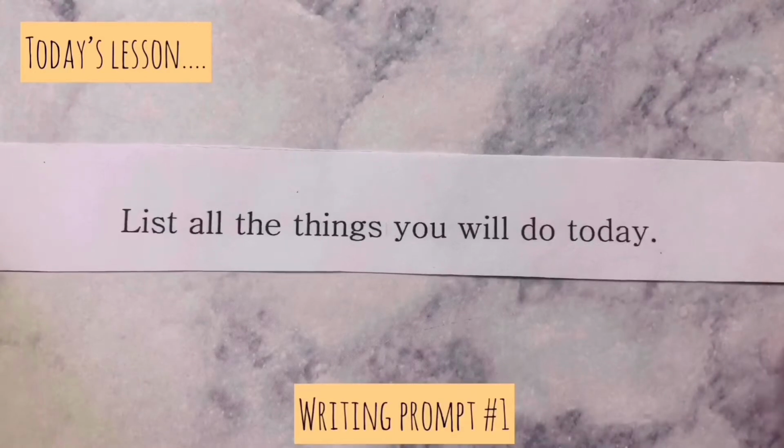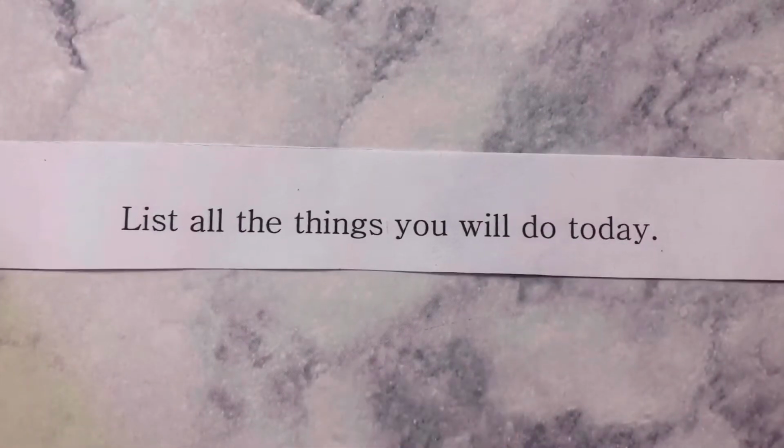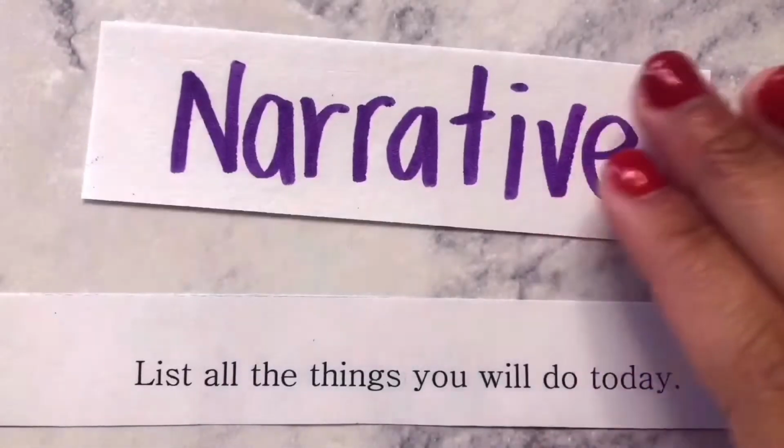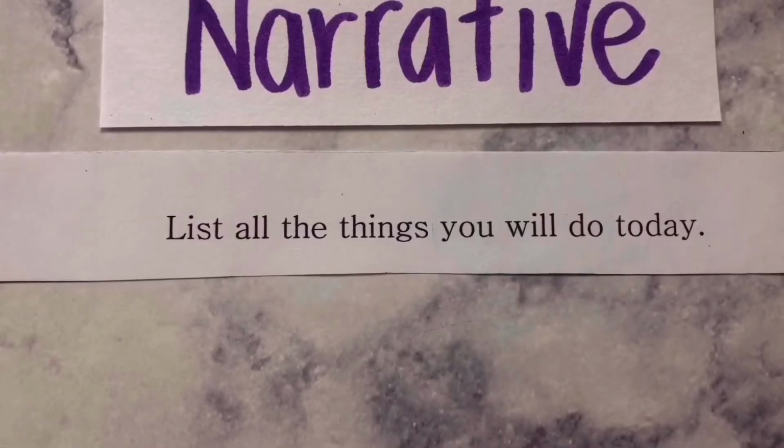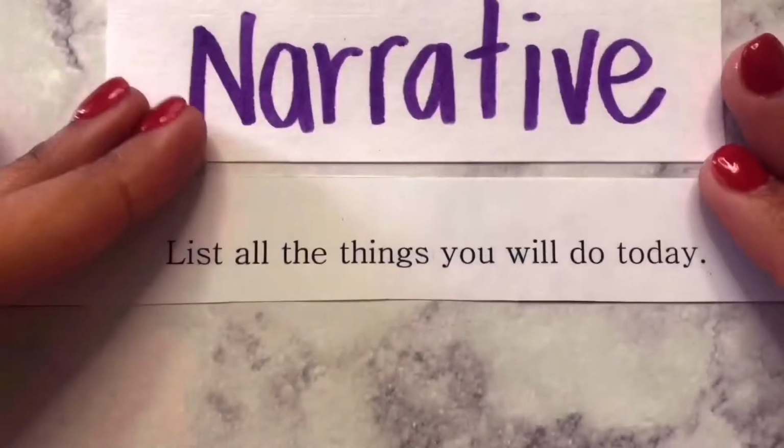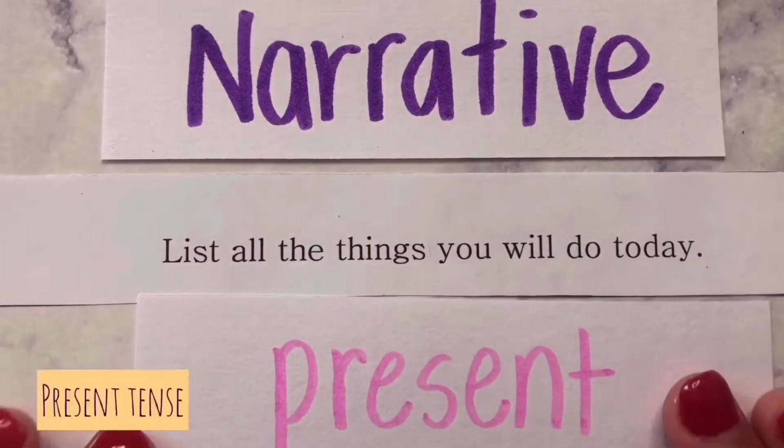So as a writing prompt, your teacher can ask you to list all the things that you will do today. Say that this is going to be a narrative writing. You're going to write about a plan that you are going to have that has not happened yet. You know that you are going to write in the present tense.